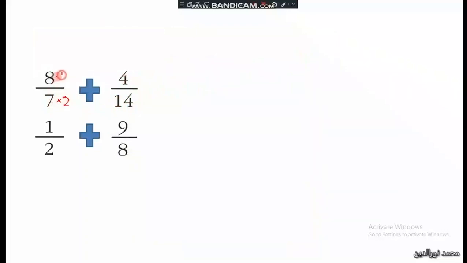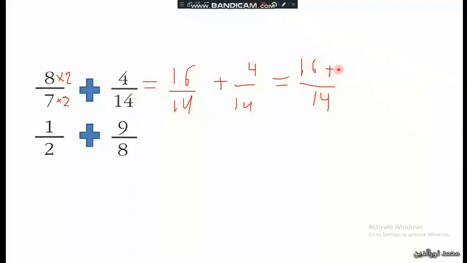It's multiplied by 2, so we multiply both terms by 2. 8 times 2 is 16 over 14 plus هذا الفراكشن راح يضل مثل ما هو 4 over 14. وهلا بنلاحظ إنه صار عندي the same denominator, so we keep the denominator ونخليه مثل ما هو and we add the numerators، بجمع numerators مع بعض. 16 plus 4 is 20 over 14. فإذا هذا الفراكشن 20 over 14 is the sum of these two fractions.